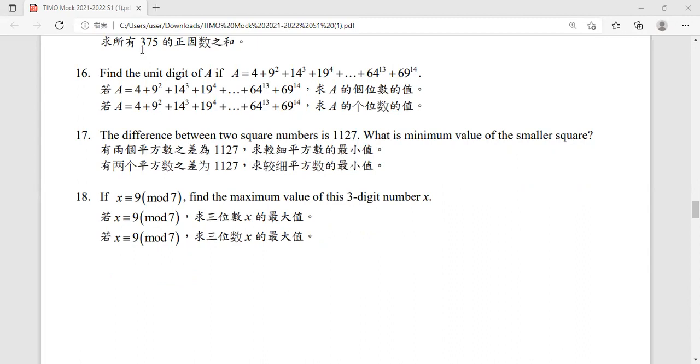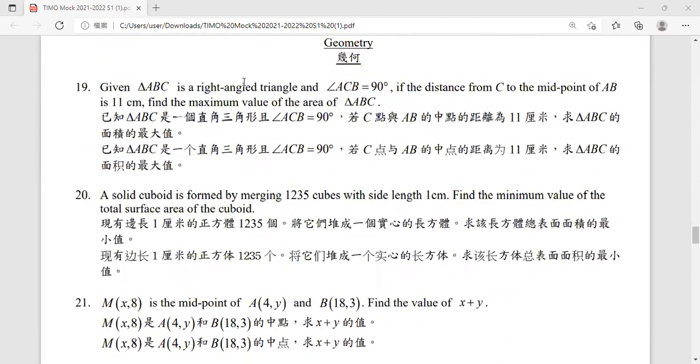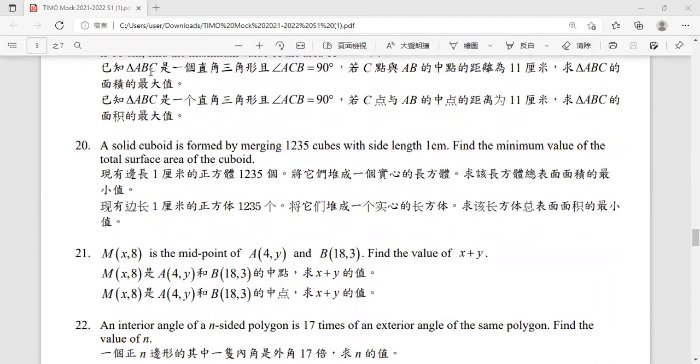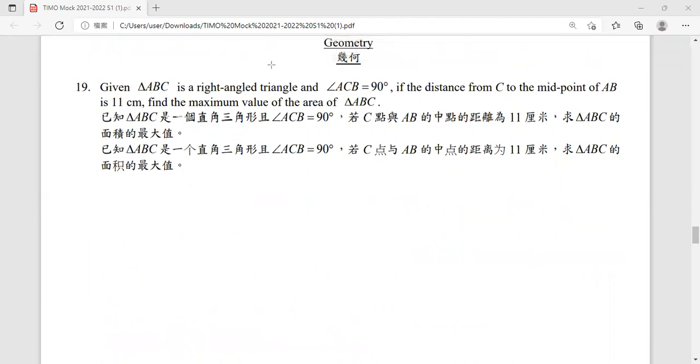Okay, question 19. For this question, actually very easy, but after some time you will find that you are tricked by someone. So for such kind of question, please draw a diagram first. Let's draw a diagram.